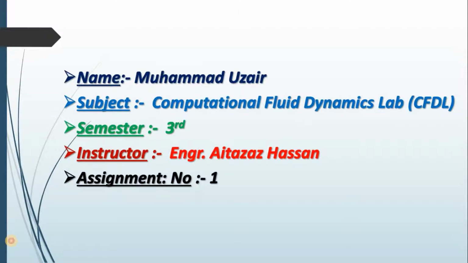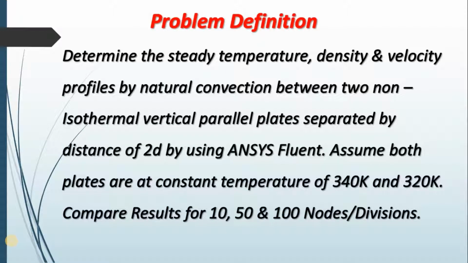Let's move to the problem definition. Determine the steady temperature, density and velocity profiles by natural convection between two non-isothermal vertical parallel plates separated by a distance of 2d by using ANSYS Fluent. Assume both plates are at constant temperature of 340 Kelvin and 320 Kelvin. Compare results for 10, 50 and 100 nodes or divisions.